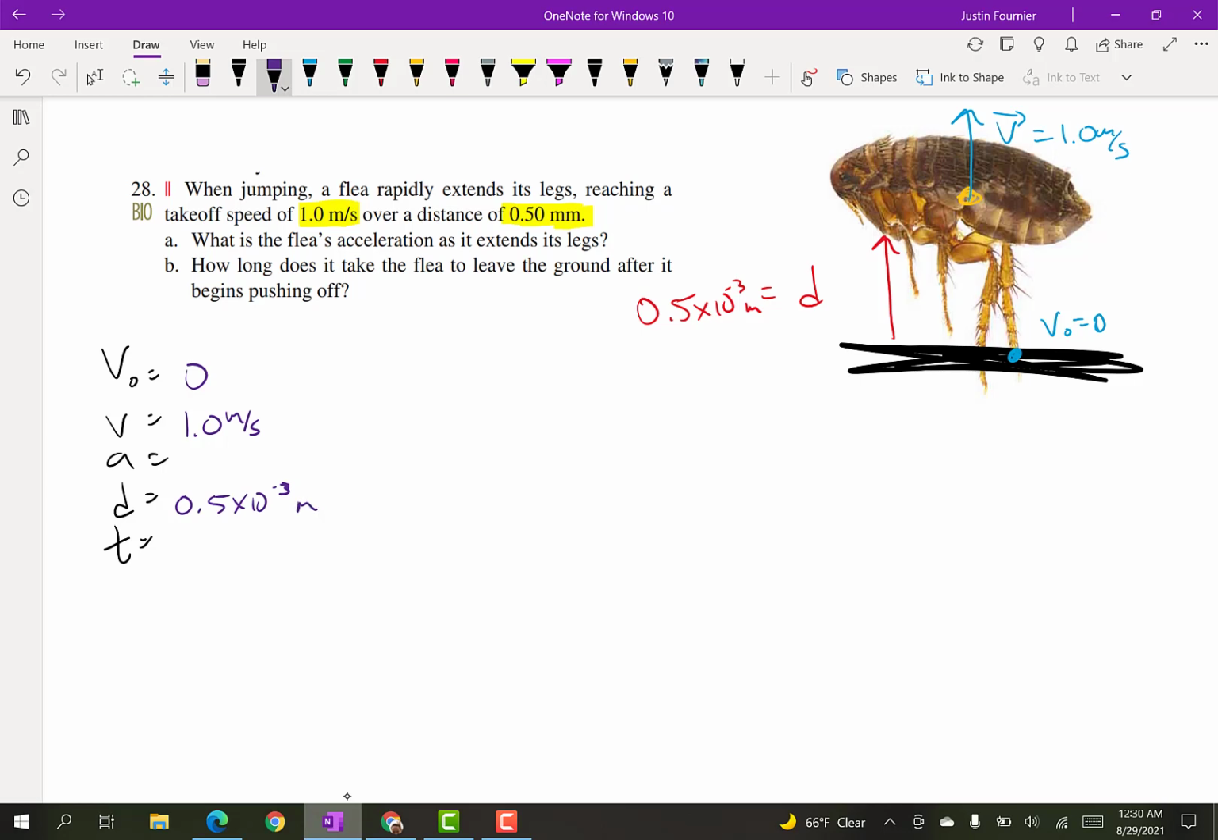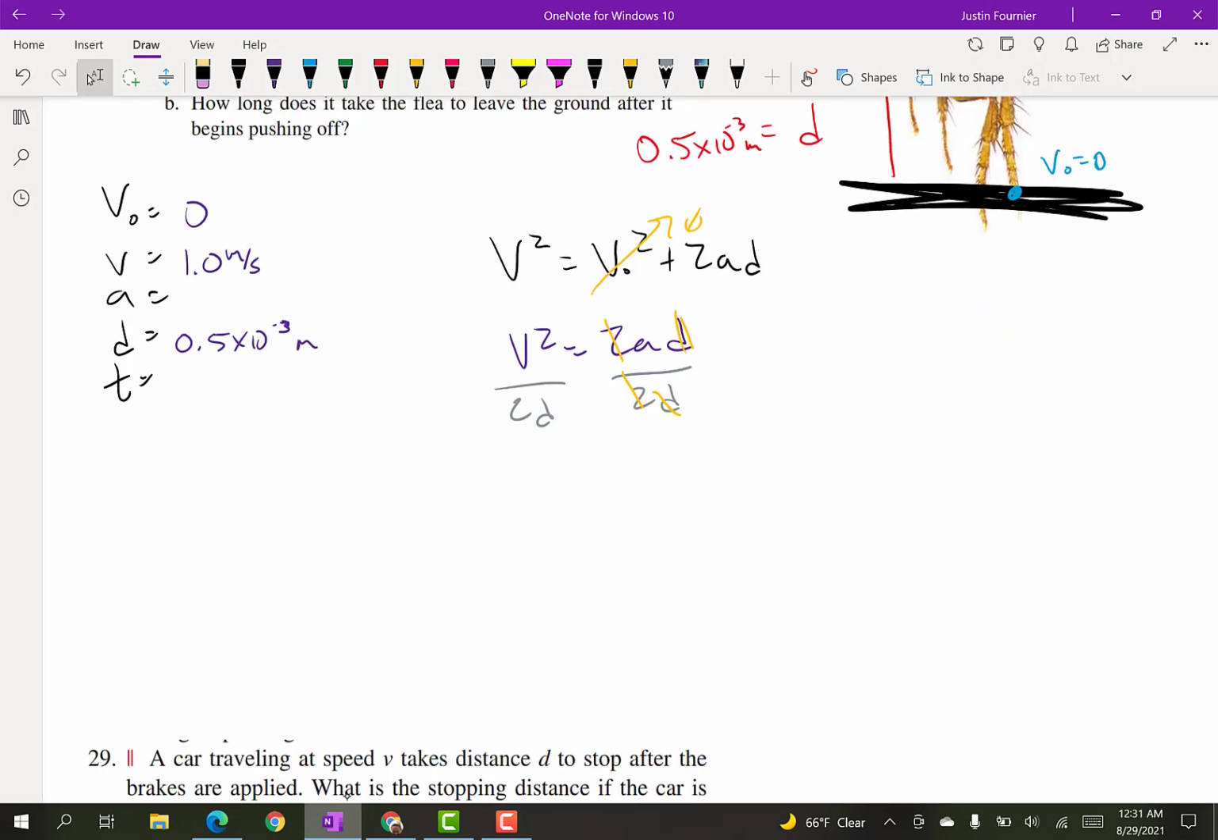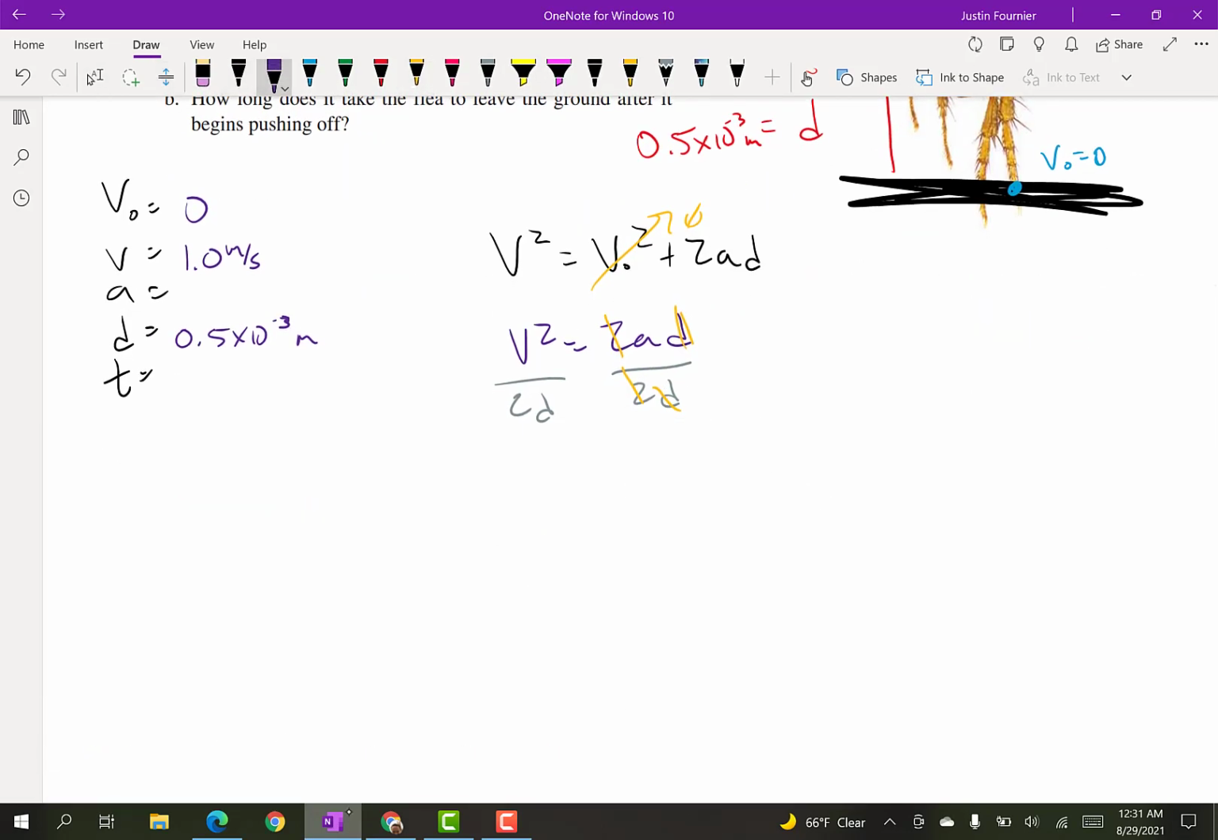So I can find out its acceleration using alpha. Initial velocity is 0, so I can isolate acceleration by dividing both sides by 2d. So these cancel, and then I get v squared over 2d is equal to my acceleration. V squared is 1.0 squared divided by 2 times d, which is 0.5 times 10 to the negative 3. And I get my acceleration.